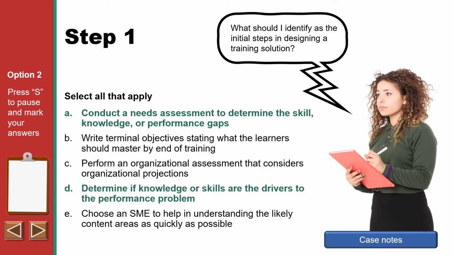So my responses for this one are A and D, and I'll look at these closer in the material that was in the sections, but I chose to conduct a needs assessment to determine the skill, knowledge, or performance gaps because everything depends on the needs assessment. Everything comes back to it, whether it's evaluation or the outcomes or the objectives. And D, it's important to determine if knowledge or skills are the drivers, or is it something else? Is it something that training will not even address?